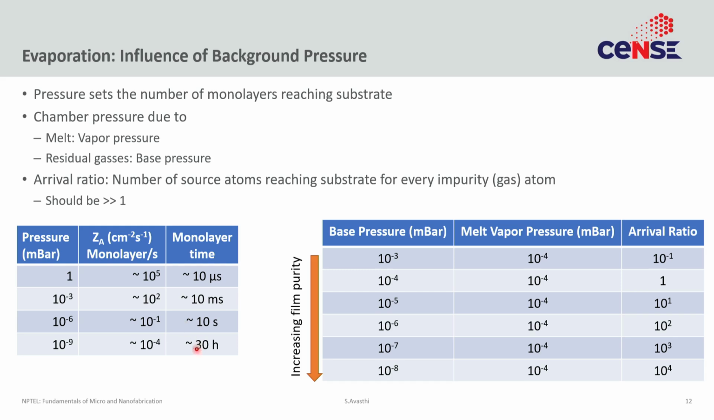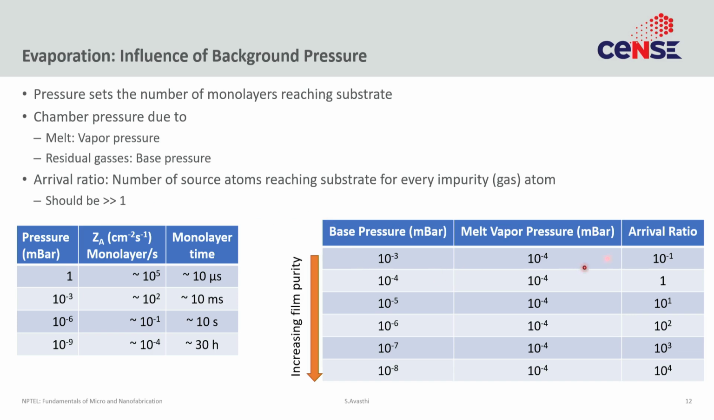So this is what is behind the concept of this arrival ratio: for every source atom that you want to deposit, how many impurity atoms do you get? And for pure films, this should be much more than 1. So if you want a 99.99% pure film, then this arrival ratio should be 1 in 10,000, right.